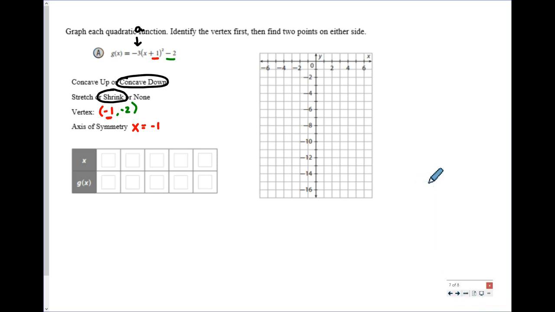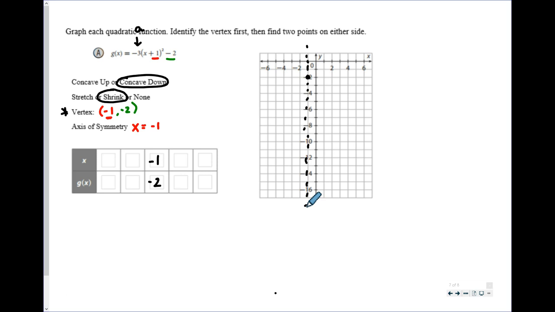So let's go ahead and put in my vertex. See this table right here? The vertex should go in the middle. So I'm going to put -1, -2 right here, and I'm getting that from this right here. I'm going to put that in the middle of the table, because in a parabola, your vertex is right in the middle, right? I'm going to go ahead and plot that point. That's right here, -1, -2, and I'm going to draw in my axis of symmetry. You don't have to do this if you don't want to.